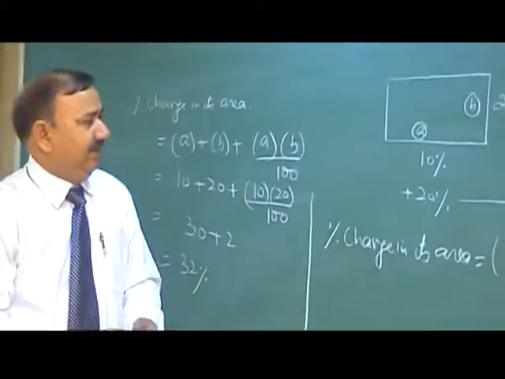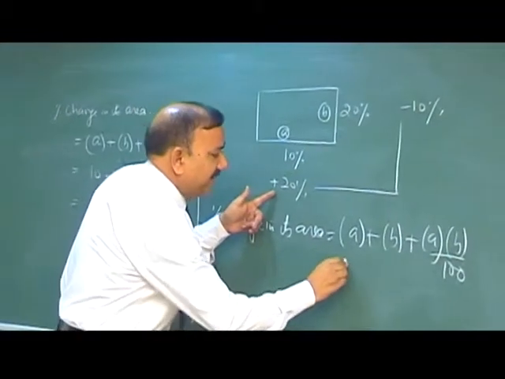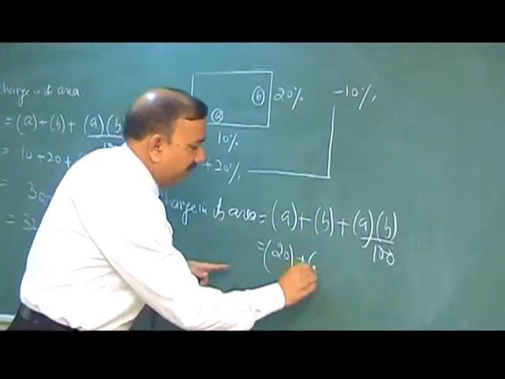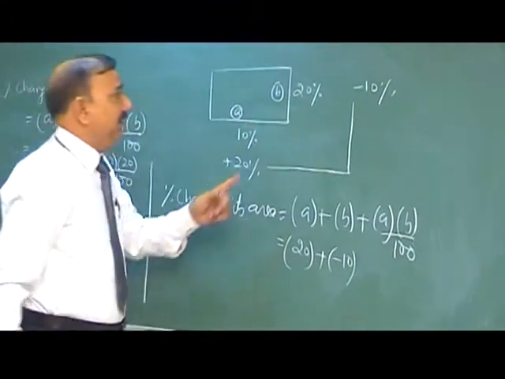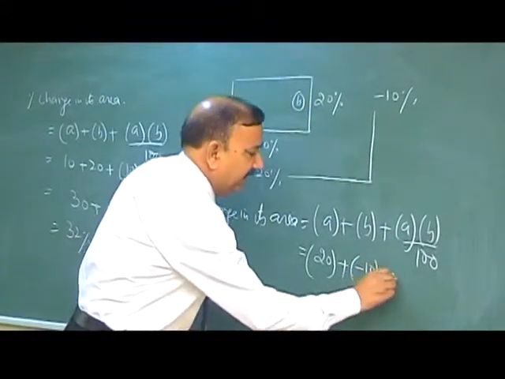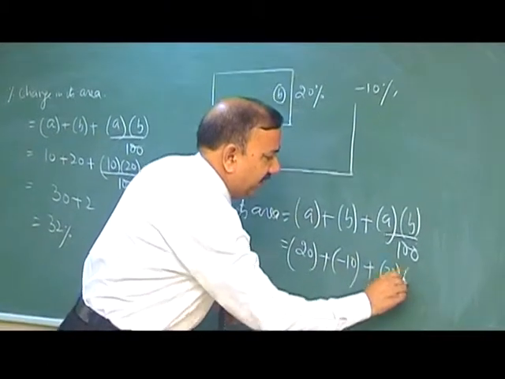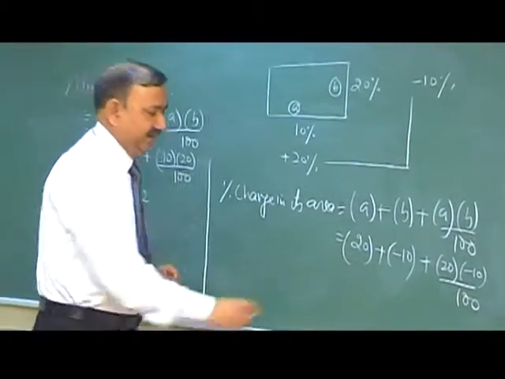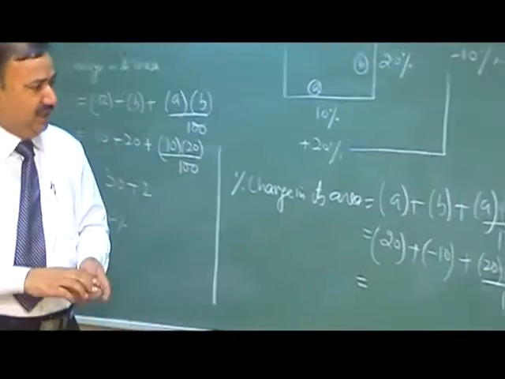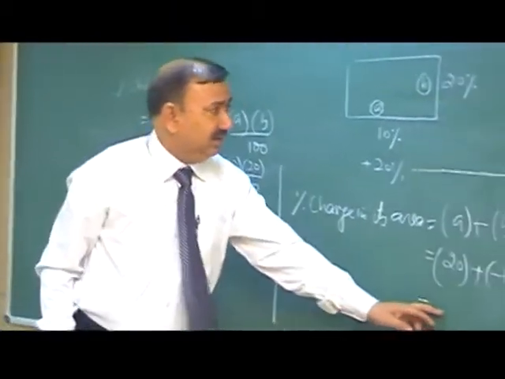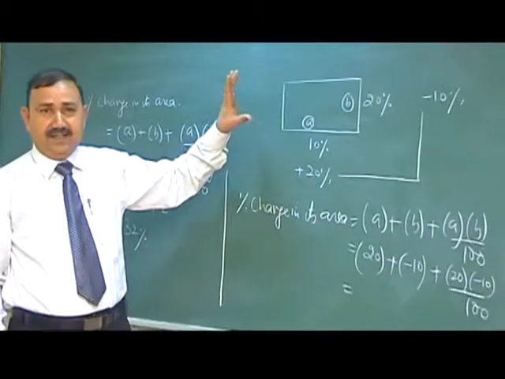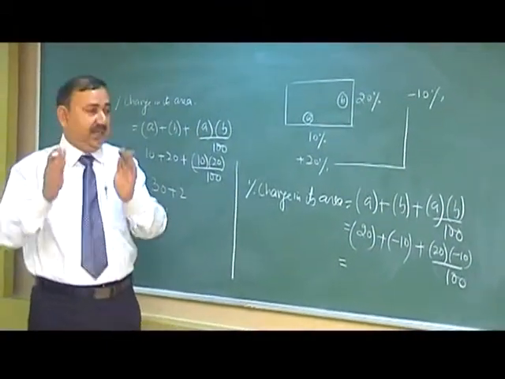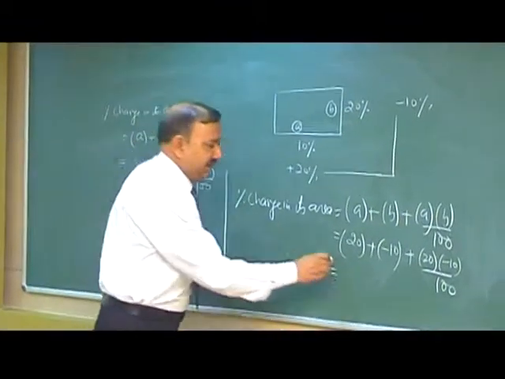We replace the respective values. We replace A by 20 and we replace B by minus 10 because we are reducing the breadth. And in the same way here, 20 and minus 10 divided by 100. We simplify. On simplification, if we get a positive answer, that means there is an increase in its area. If we get a negative answer, that means there is a reduction in area. So we calculate it and check the answer.